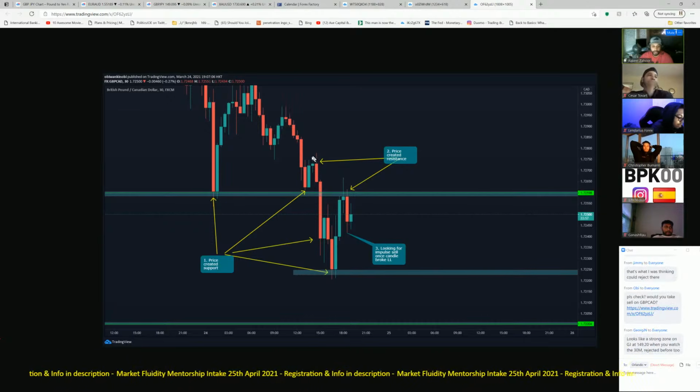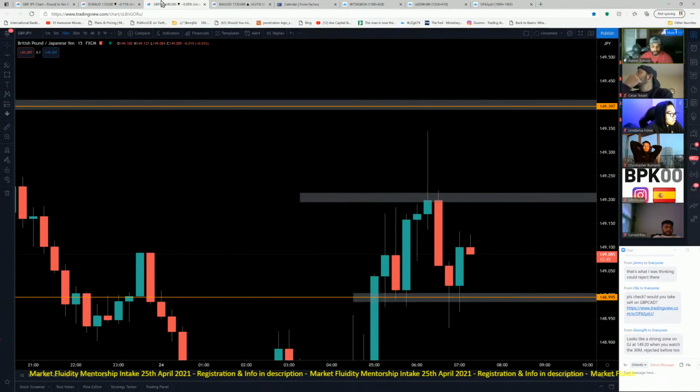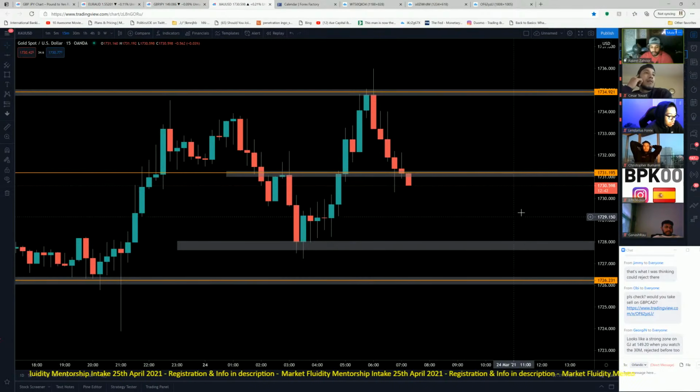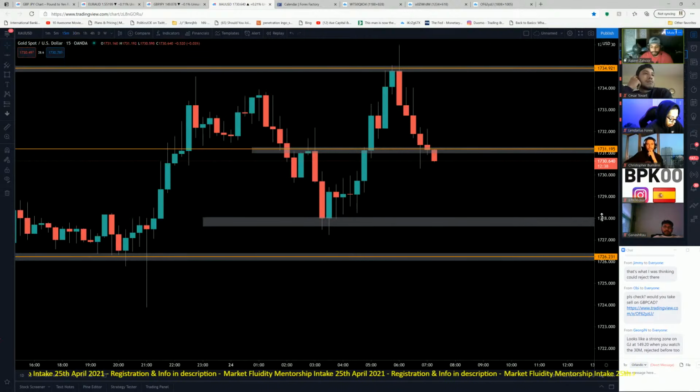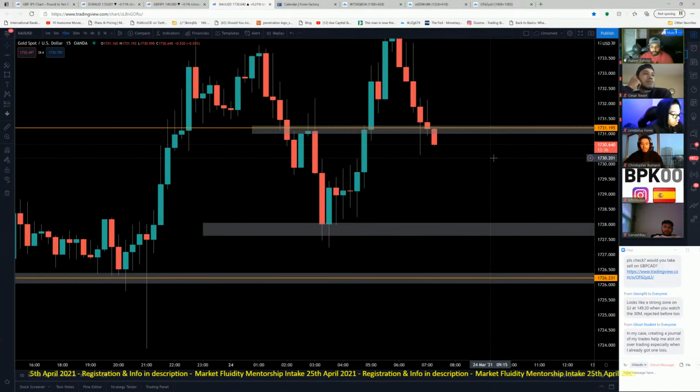And then we got this area to break and then continue move up towards, you know, this price, 1.72900, I guess. The only thing that's moving at this point is gold. If we break below, we're moving further down, 1728.